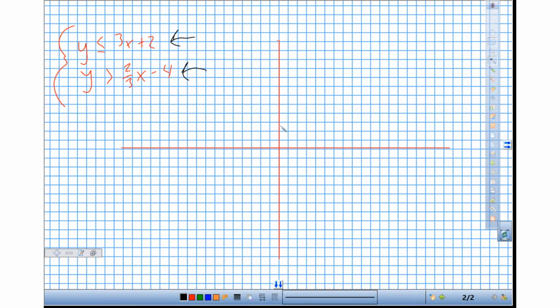So let's graph the top one. The top inequality is going to have to start at 2, right? So that inequality starts at 2. The slope is 3, so that means I'm going to go up 1, 2, 3 over 1. I'm going to do that 2 times, just so I can kind of see what's going to happen to the graph.